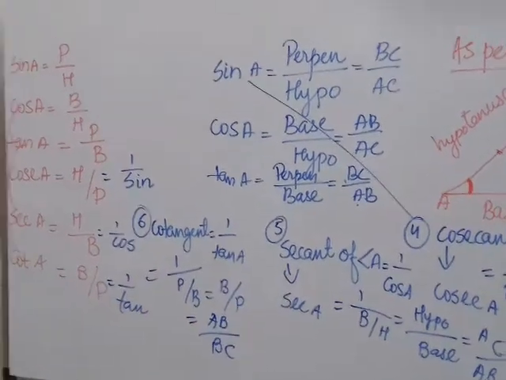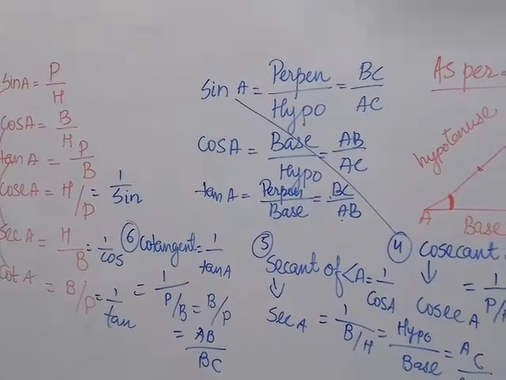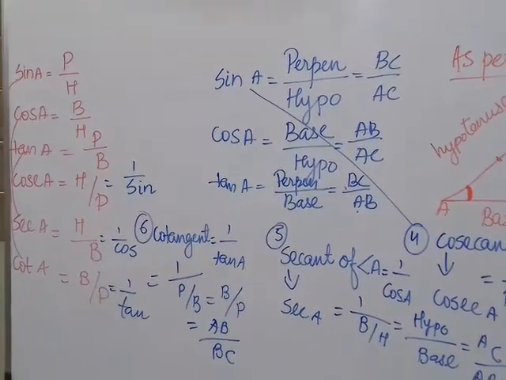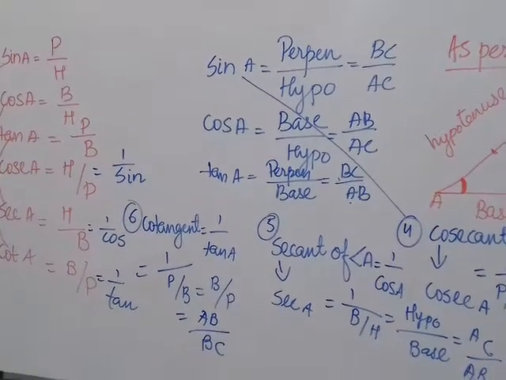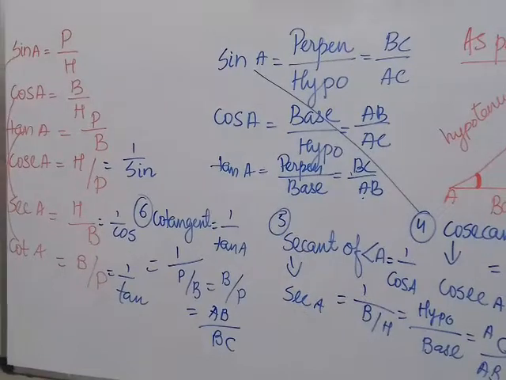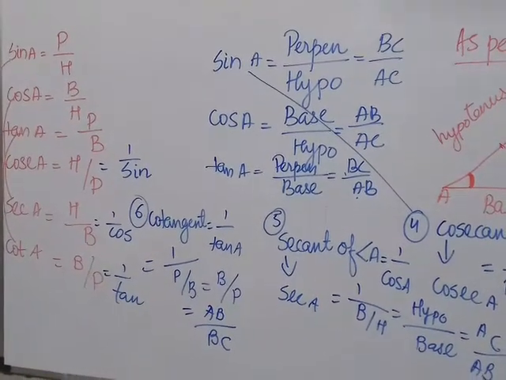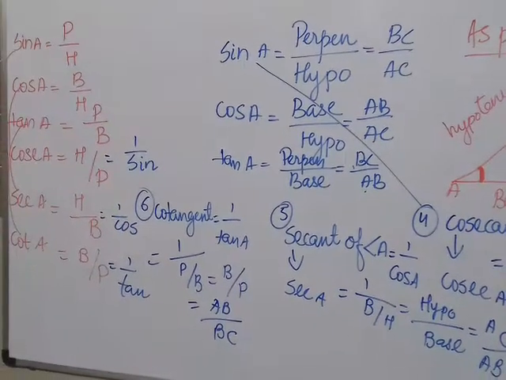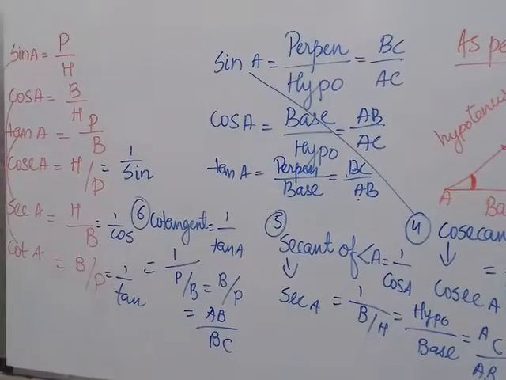So, if you know the first 3 ratios, just reverse them and you will get the remaining ratios. I hope that you understood these trigonometric ratios very clearly without any confusion. Okay? Study it properly, then only we can do the numericals related to these ratios. Thank you all.